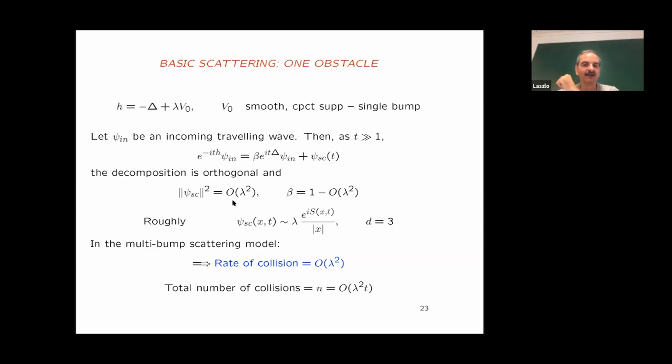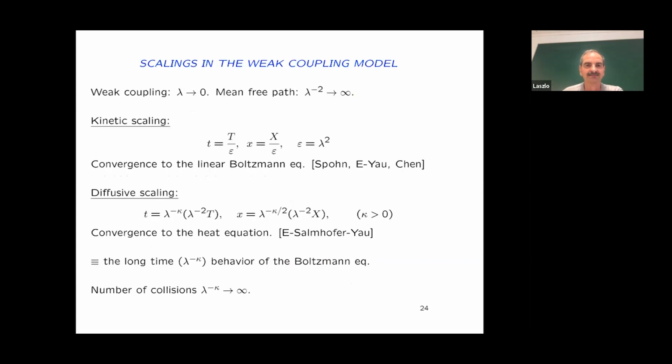And a little calculation shows that the scattered part of the wave is of order lambda squared. So this tells you that the large part of the wave function, the 1 minus lambda squared part, is unaffected by the collision. This goes through as if the potential bump were not there, and a small part of the wave function gets scattered. So this back-of-the-envelope calculation justifies this lambda squared rate.